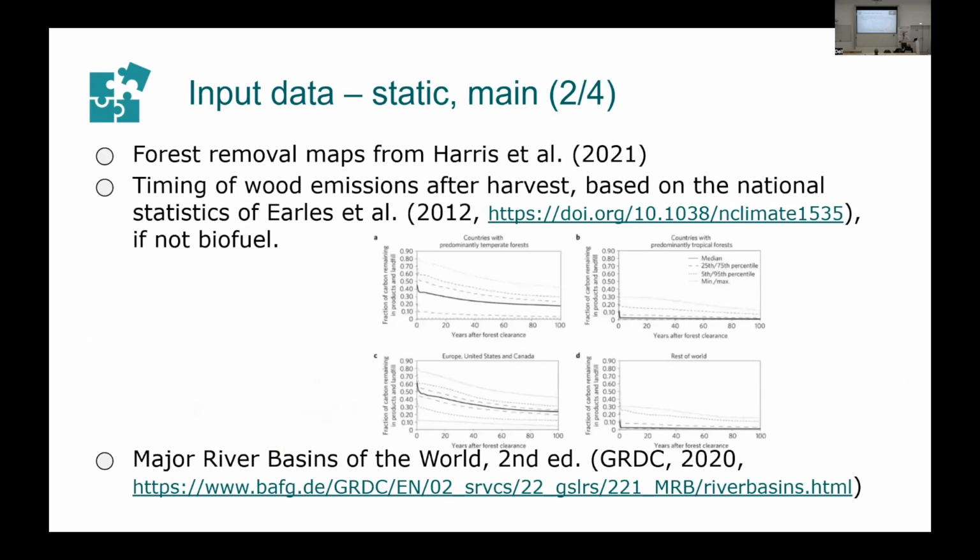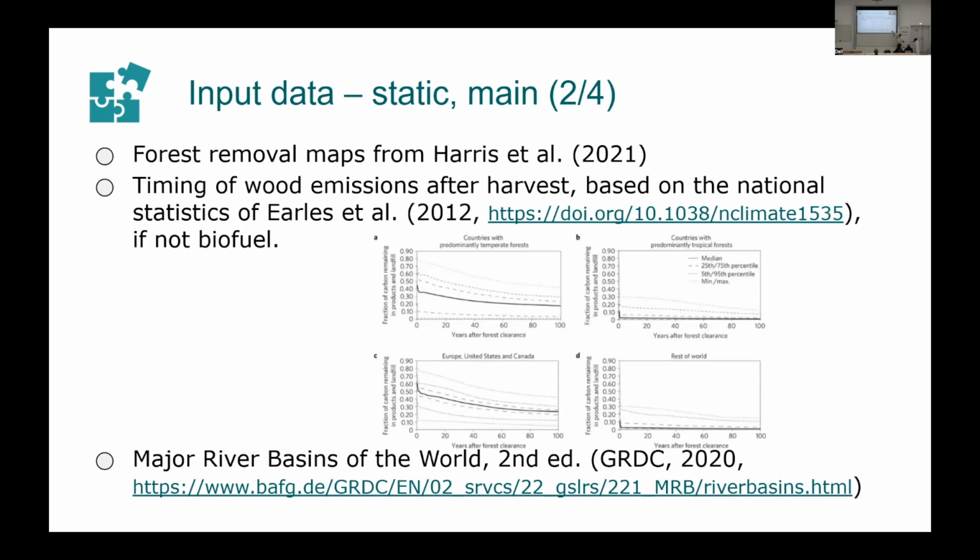Forest removal maps: we want to attribute the wood production to the parts of the forest that are actually productive. So it's a bit like managed lands, but specific for the forest removal. Those are static. For the timing of wood emissions, we use a paper by Earls et al., where you have the temporality of the fraction of carbon remaining in products and landfill.